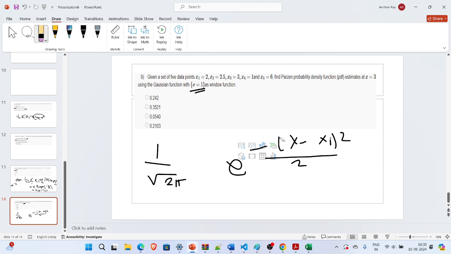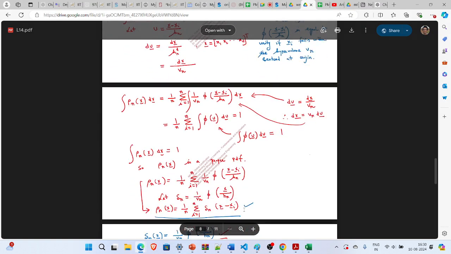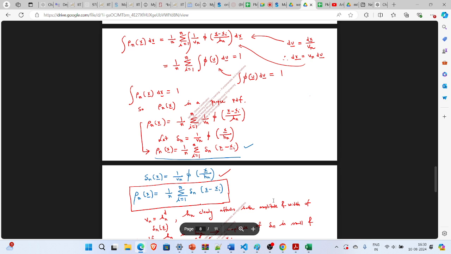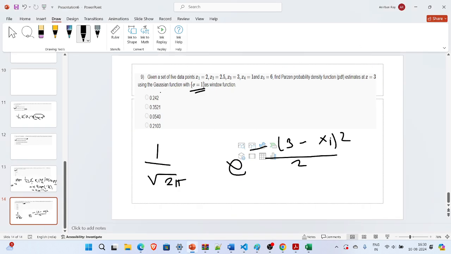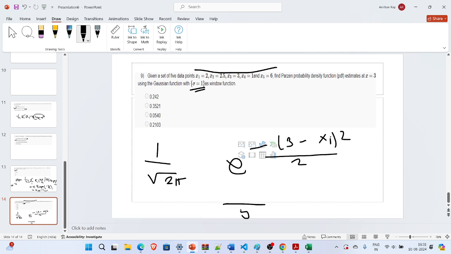So this is our density function, which we are estimating at x equals 3. Use x equals 3 now. If you can remember from here, this is the volume as given, and the probability densities have to be summed over and then divided by the number of data points given. So we are going to divide by 5, and you have to calculate this value 5 times, once for each of these.